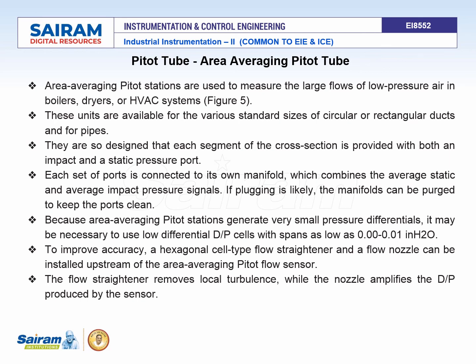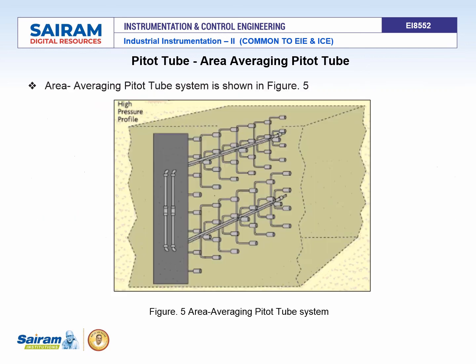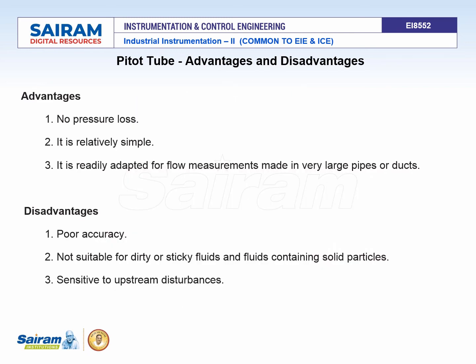Next, area averaging pitot tubes generally have very small pressure differentials, so we need low differential pressure transmitters with a span as low as 0.00 to 0.01 inches of water. To improve the accuracy, a hexagonal cell type flow straightener and a flow nozzle can be installed upstream of the area averaging pitot flow sensor. This is the diagram for the area averaging pitot tube, which was just explained.